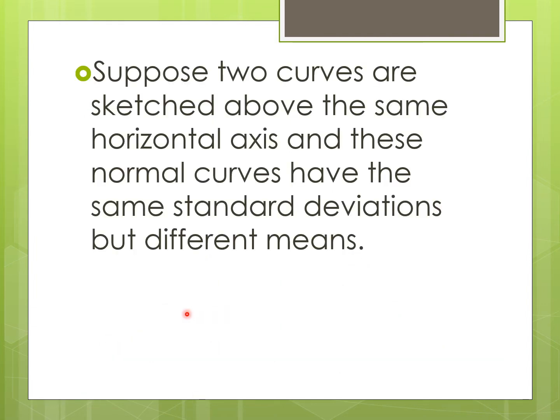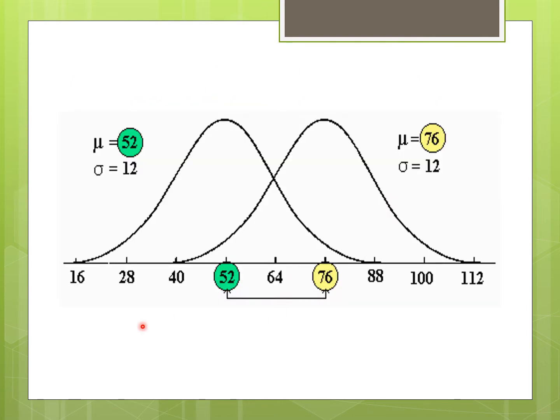So the mean is not always equal to 0 and the standard deviation is not always equal to 1. So take a look at this one. Suppose there are two curves that are sketched above the same horizontal axis, and these normal curves have the same standard deviations but different means. So take a look at this image. As you can see here, they have the same standard deviation, which is 12, and then they have different means.